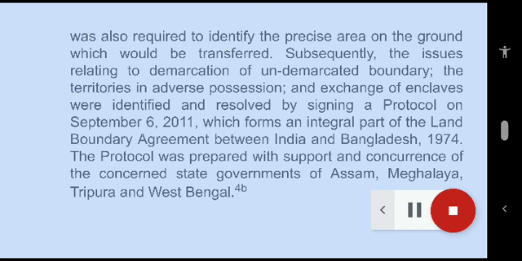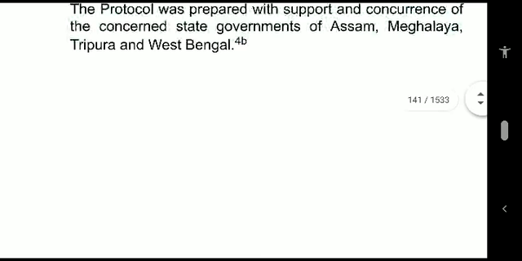Subsequently, the issues relating to demarcation of undemarcated boundary, the territories in adverse possession and exchange of enclaves were identified and resolved by signing a protocol on September 6, 2011, which forms an integral part of the land boundary agreement between India and Bangladesh, 1974. The protocol was prepared with support and concurrence of the concerned state governments of Assam, Meghalaya, Tripura and West Bengal.